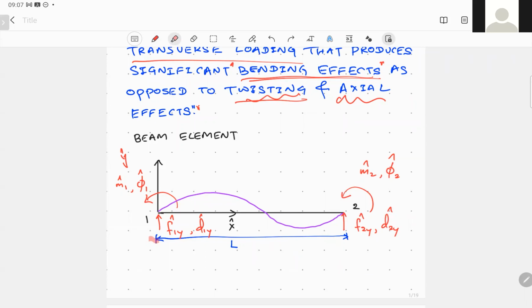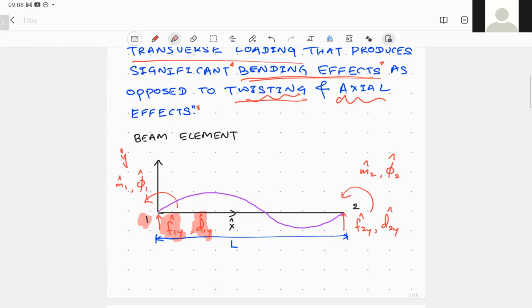So if we apply the forces and the moments, and consider the deformations which take place at these two nodes, if we consider node 1, you can see that the force applied in the transverse direction, that is in the perpendicular direction, we can mention as F1y hat, and the corresponding displacement is D1y hat. So this is nothing but the shear force acting at node 1. Okay, what else?